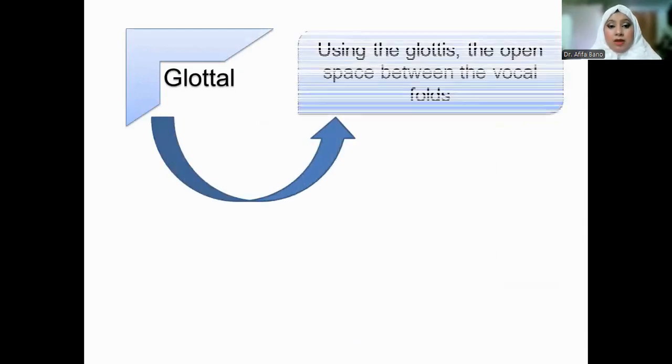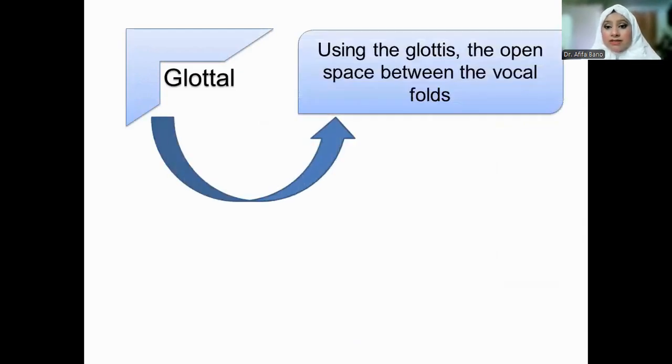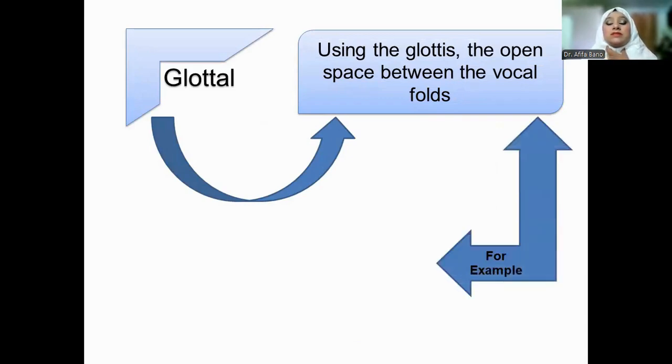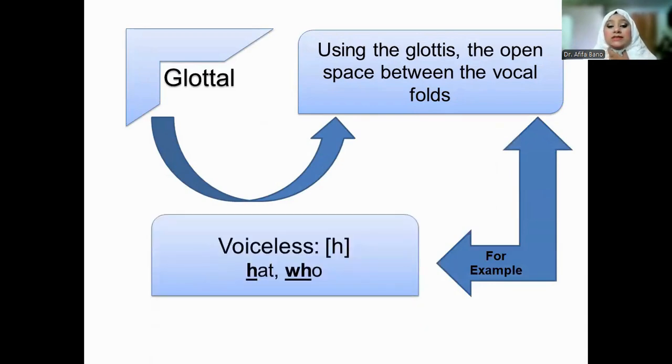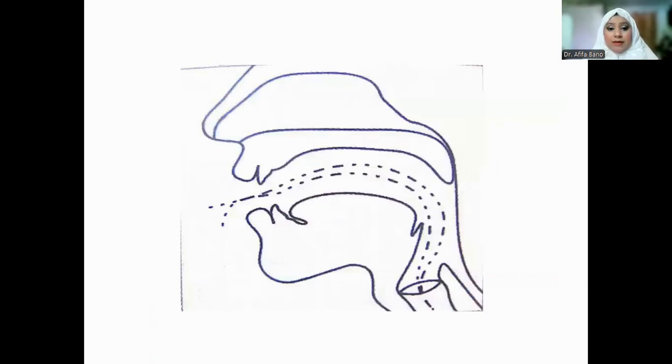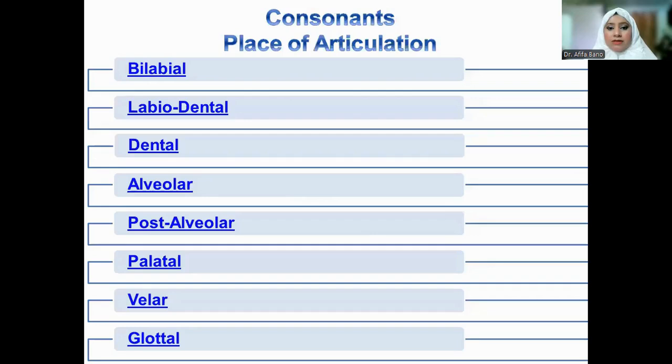Now, next is glottal. Using the glottis, the open space between the vocal folds. Okay, glottis, the open space between the vocal folds. When we use this area, we make the voiceless sound ha. It is voiceless, ha as in who, ha as in hat. All right. Now see the picture. The air passes without any problem, without any constriction.